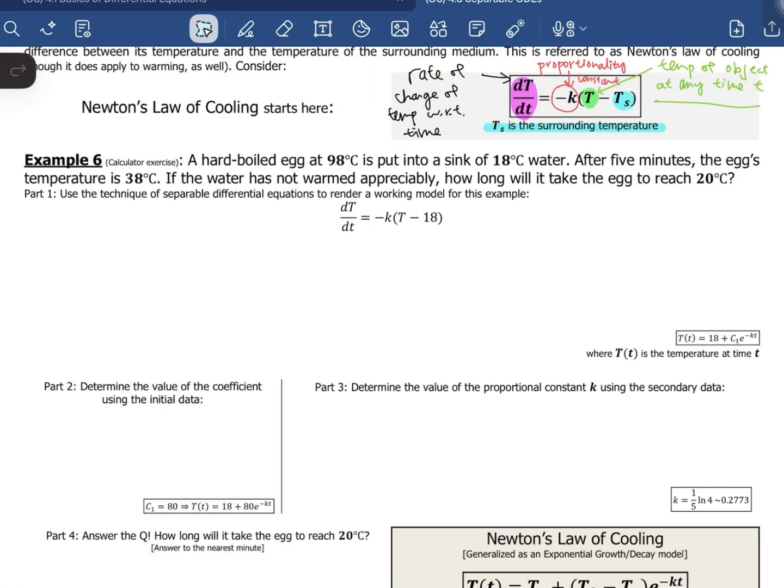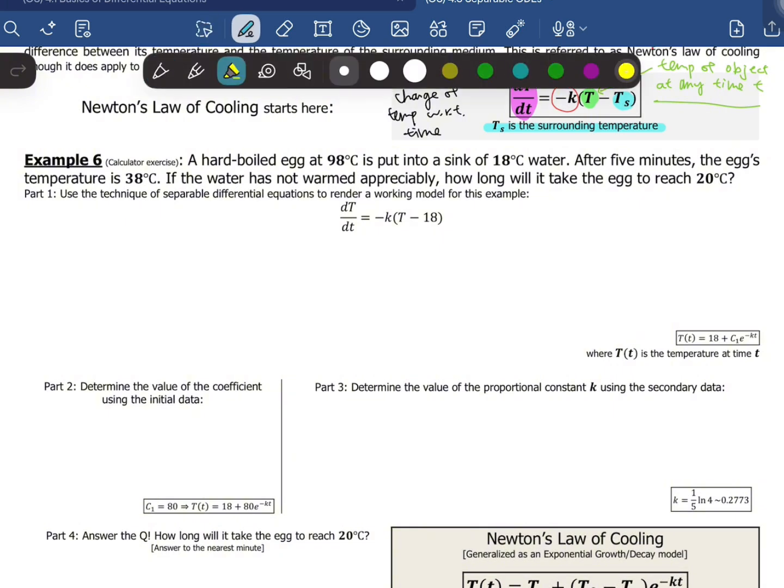Now that we've looked at Newton's law of cooling's formula and broken it down, let's do example 6. Get out your calculators as well, because in parts 3 and 4 we will be needing to do some computations. This question says, a hard-boiled egg at 98 degrees Celsius is put into a sink of 18 degrees Celsius water. After 5 minutes, the egg's temperature is 38 degrees Celsius. If the water has not warmed appreciably, how long will it take the egg to reach 20 degrees Celsius?